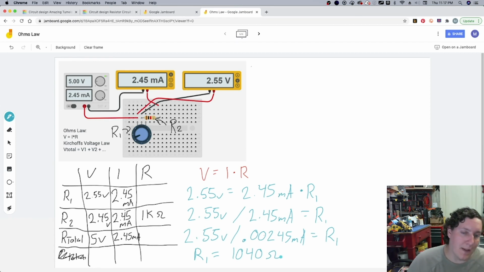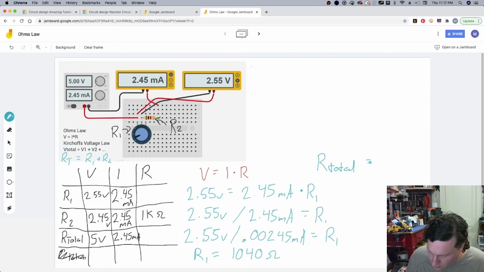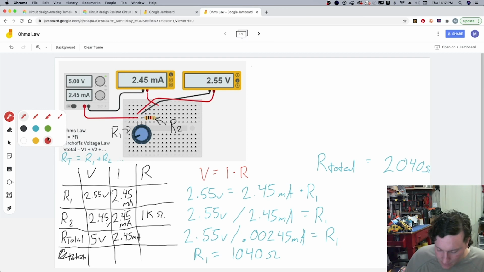To verify this, using just what we know about combining resistors together, our total is usually going to be R1 plus R2. Continuing on, we're going to expect our total to be equal to 2040 ohms. To verify that, again, we like verifying information when we can.